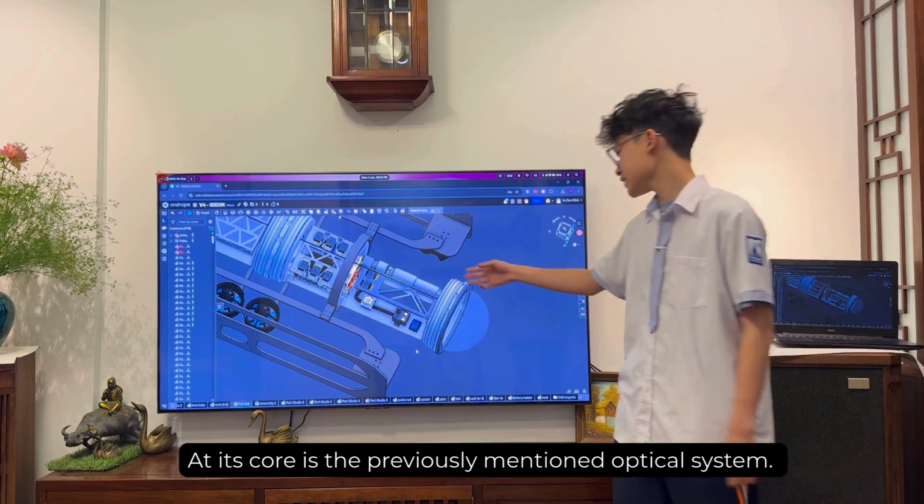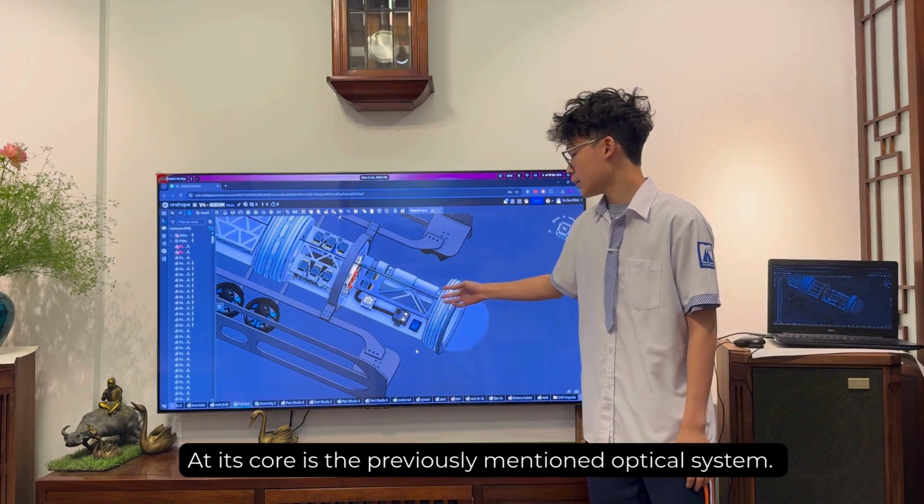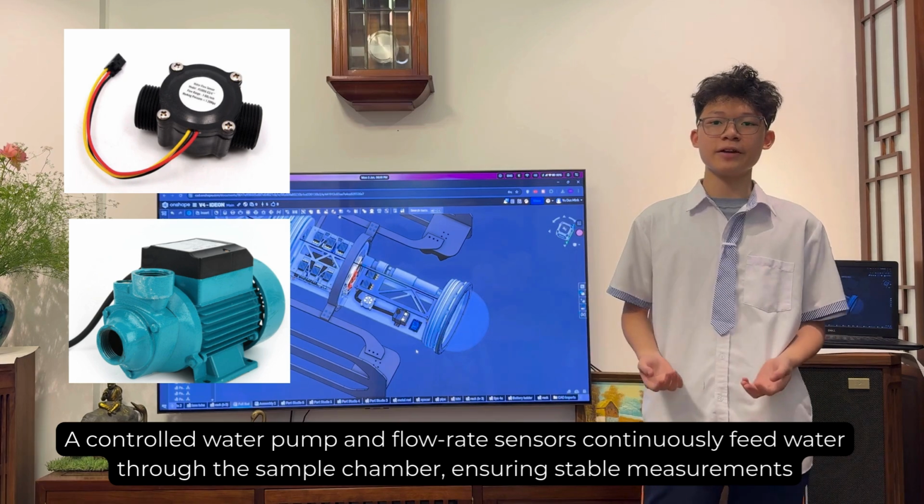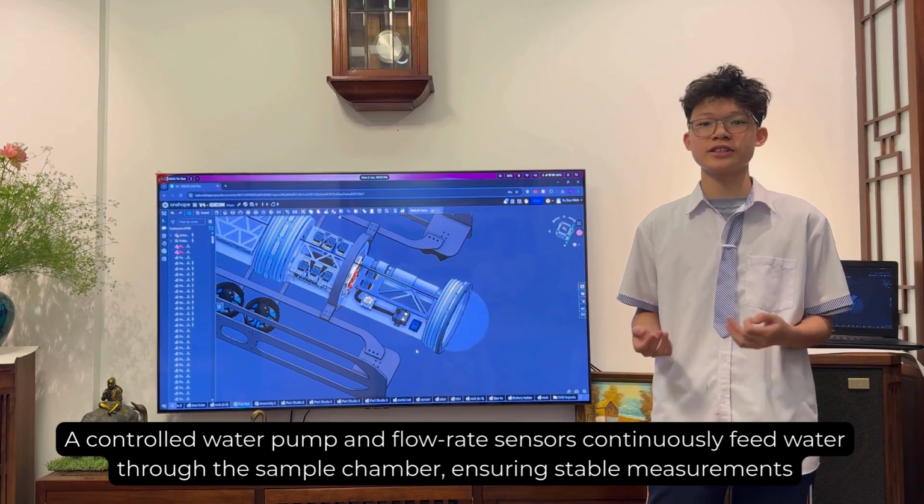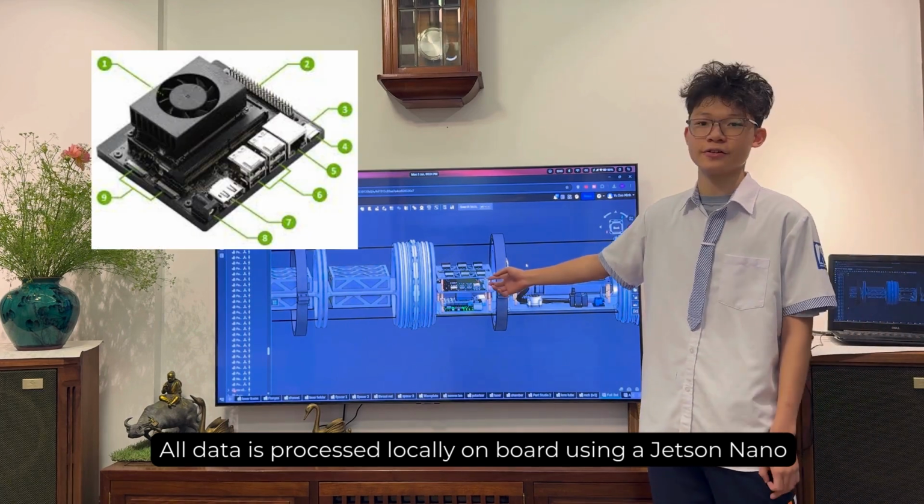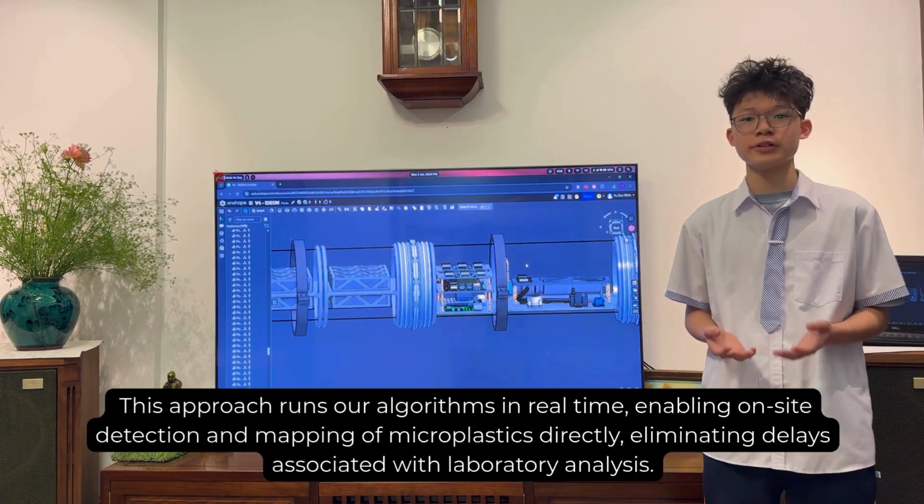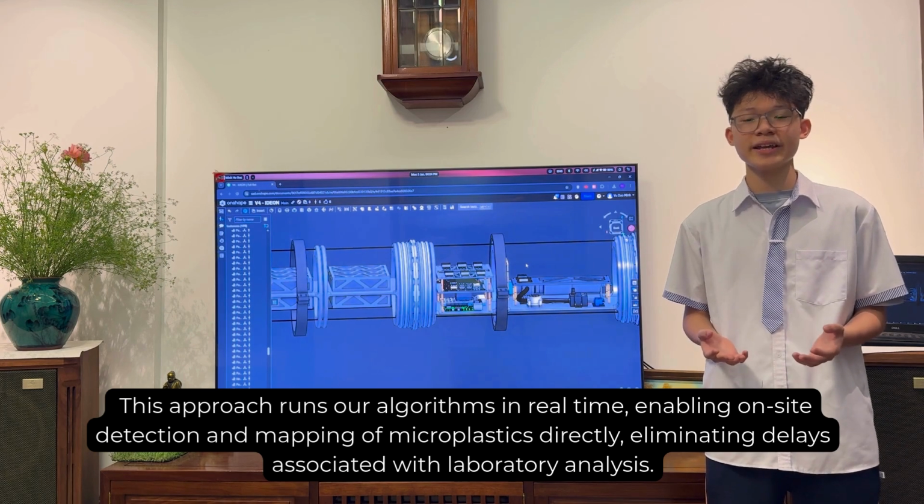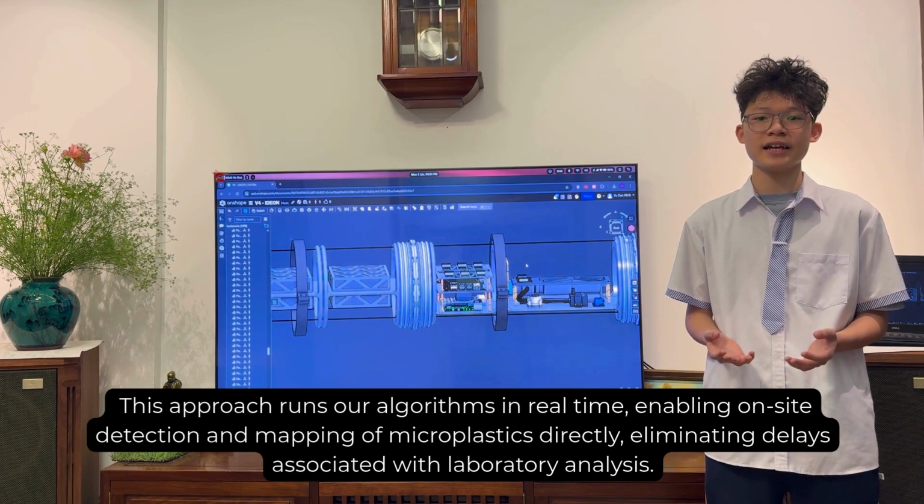To bring this physics into the real world, we engineered a persistent optical module. At its core is the previously mentioned optical system, fed by the water pump and the fluorescent sensors, enabling continuously fed water through the sample chamber, ensuring stable measurement. It's processed locally on board using an NVIDIA Jetson Nano. This approach runs our algorithm in real time, enabling on-site detection and mapping of microplastic, eliminating delays associated with laboratory analysis.